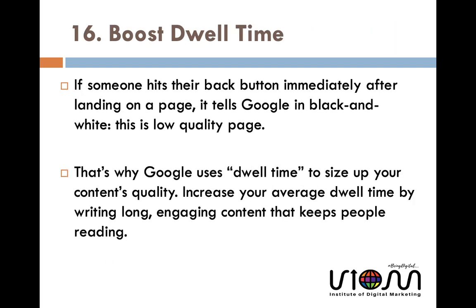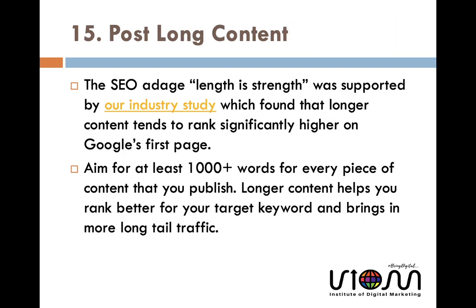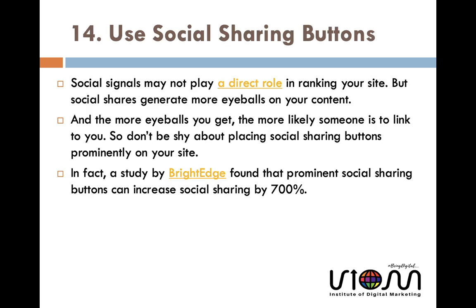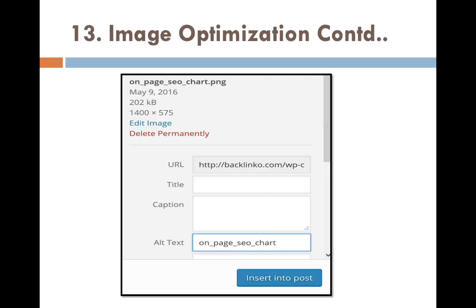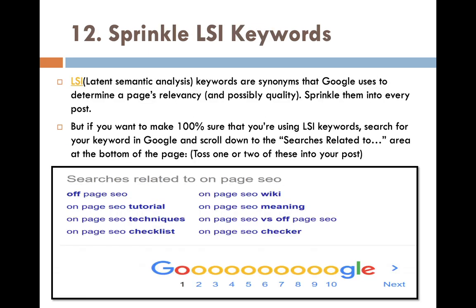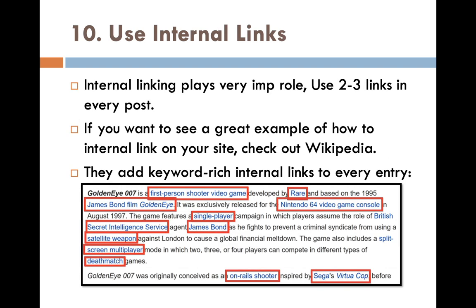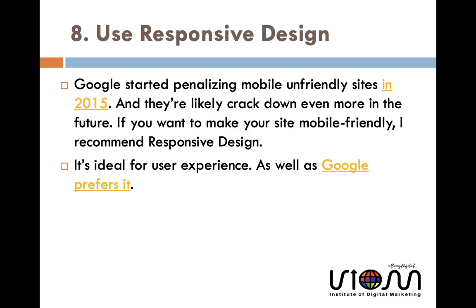Of course, there are so many rules. Dwell time is the time spent by people on your web page. Then focus on writing long content. Keep your social sharing buttons live. Whenever you upload an image, try to add a name for the image. Sprinkle LSI keywords. LSI keywords are nothing but synonyms that you use in the content. Site speed: your website should open in 4 to 6 seconds. Internal links we have to use. How to use internal links and outbound links, practically we will see those things.